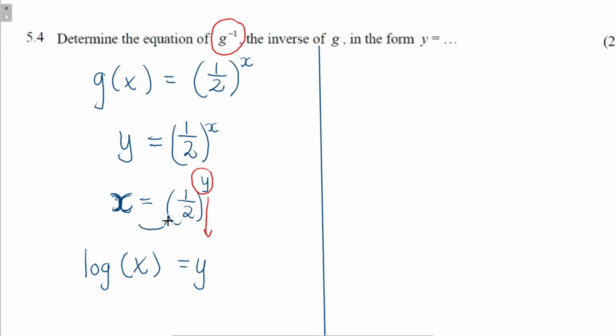And then we move this half to that other side. And if it moves to the other side, it becomes the base. So it's going to be log of x base a half, right? And then we've basically found the equation of the inverse of g. So the inverse of our g of x function is y, which is equal to log x base half. So that is the inverse of g in the form of y is equal to something.